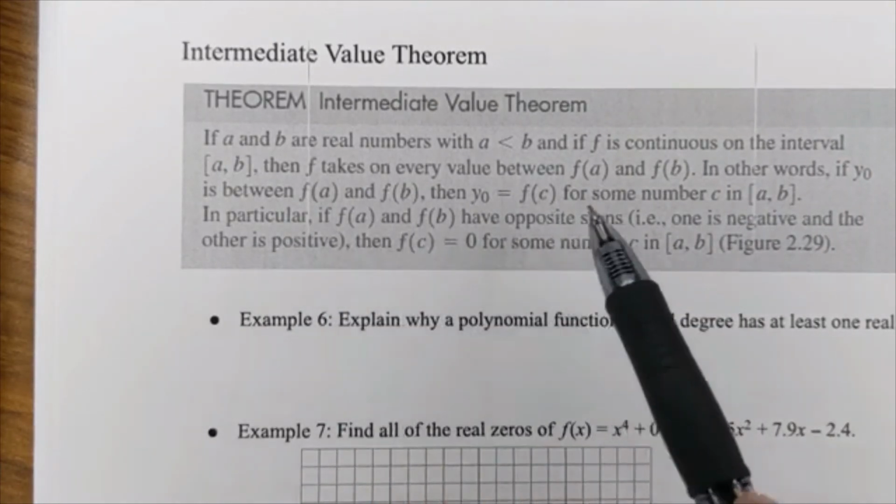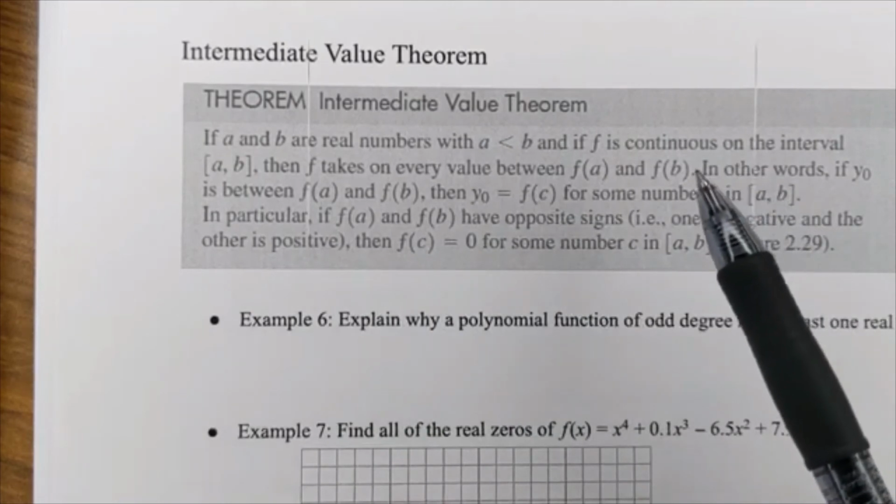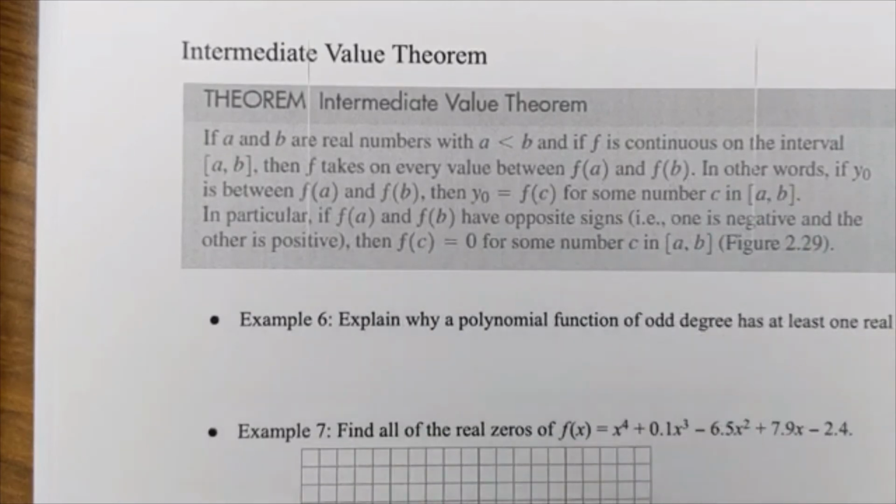If f of a and f of b have opposite signs, that means the graph has to go through the axis, because in order to get from a negative number to a positive number, you have to pass through zero.